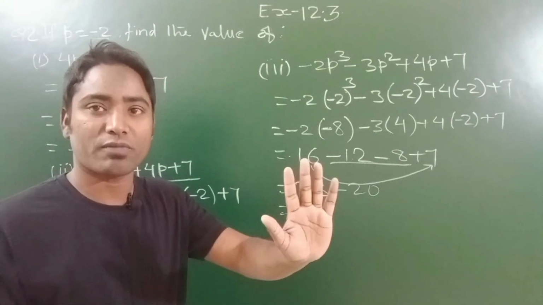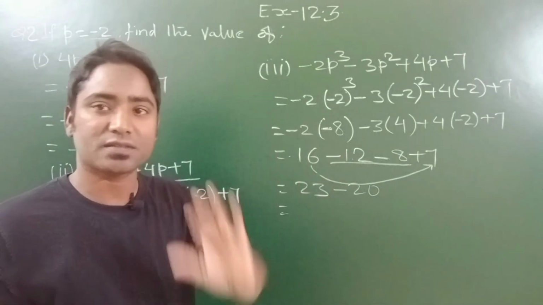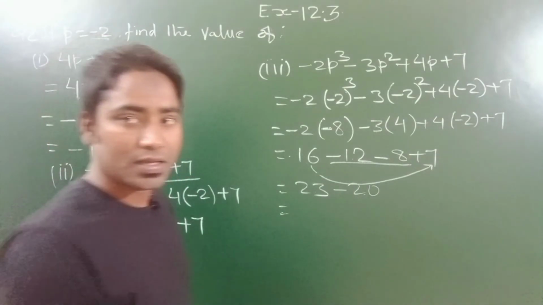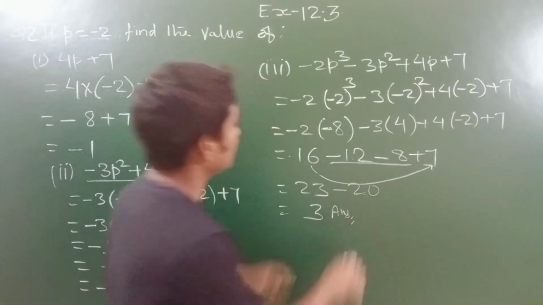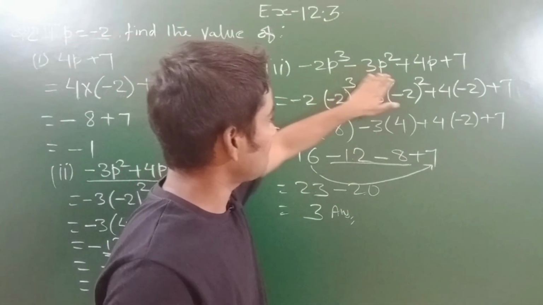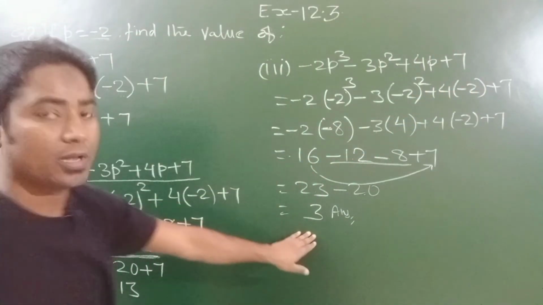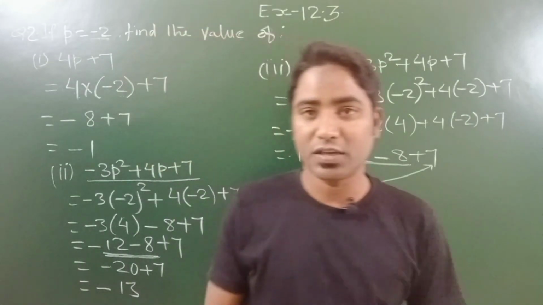There is no need of writing plus sign, as if no sign is there before any digit, plus sign is considered. Now if you subtract 20 from 23, then you will get 3, means here the value of this expression minus 2p cube minus 3p square plus 4p plus 7 at p is equal to minus 2 will be 3. So like this we are finding out the value of the expression, students.